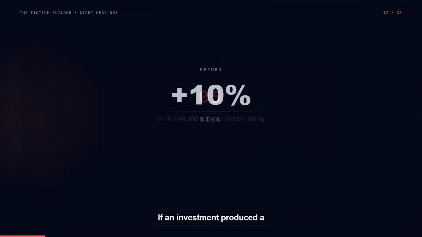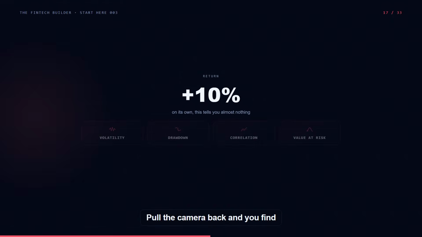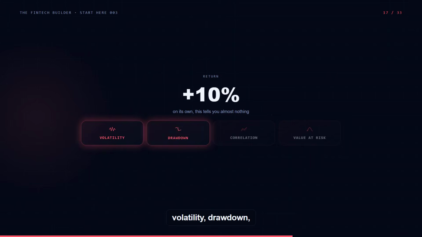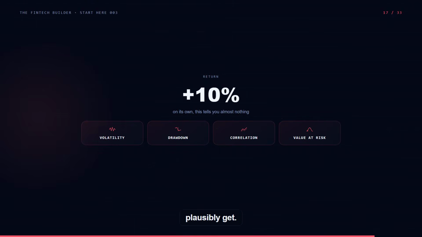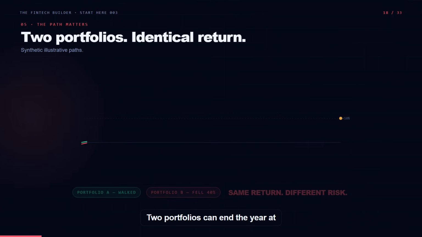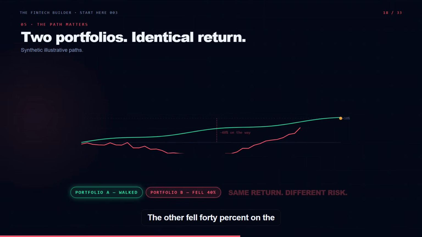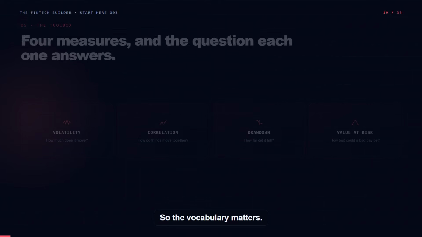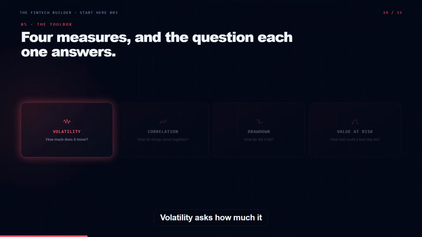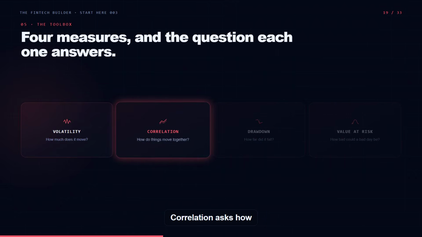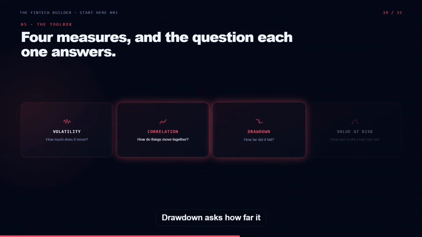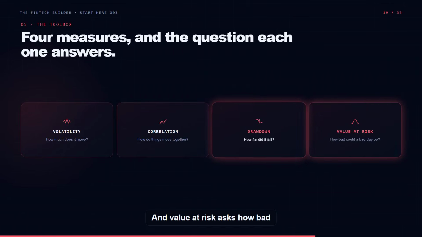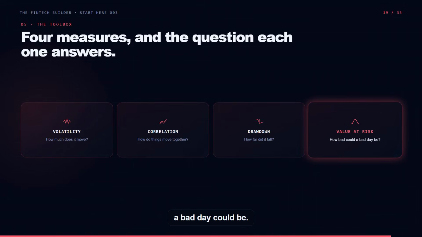If an investment produced a return of 10%, that number alone tells you very little. Pull the camera back and you find volatility, drawdown, correlation, and how bad it could plausibly get. 2 portfolios can end the year at exactly the same return. One of them walked there. The other fell 40% on the way. Those are not the same investment. So the vocabulary matters. Volatility asks how much it moves. Correlation asks how things move together. Drawdown asks how far it fell. And value at risk asks how bad a bad day could be.